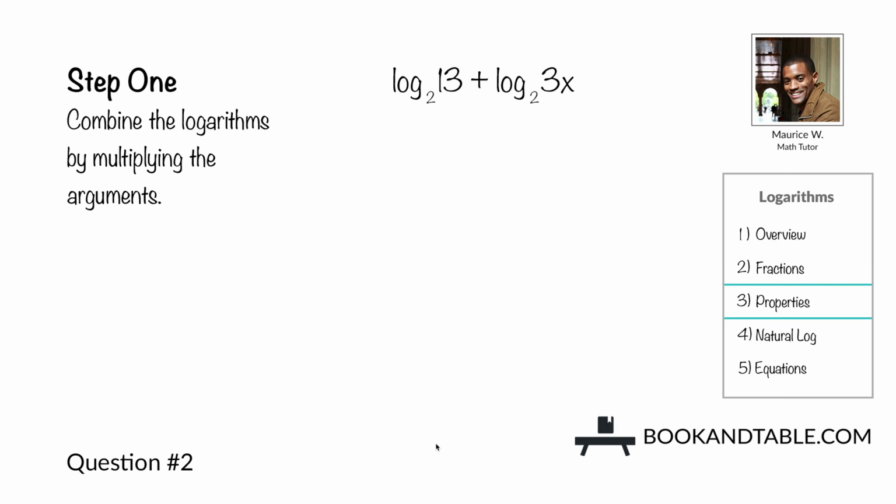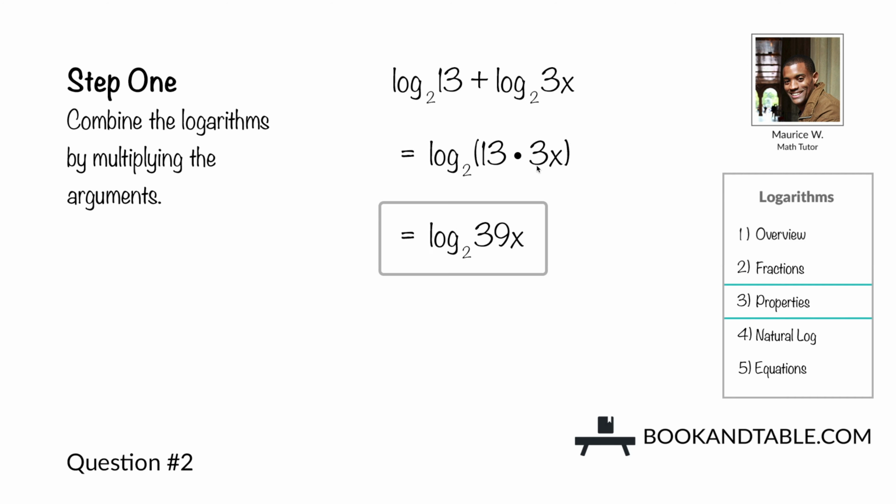Let's now have a look at question number 2. We are given log of base 2 of 13 plus the log of base 2 of 3x. So step 1, we want to combine the logarithms by multiplying the arguments 13 and 3x. And 13 times 3 would give us 39x. So we find that the log of base 2 of 13 plus the log of base 2 of 3x is equal to the log of base 2 of 39x. So that is the answer to question number 2.